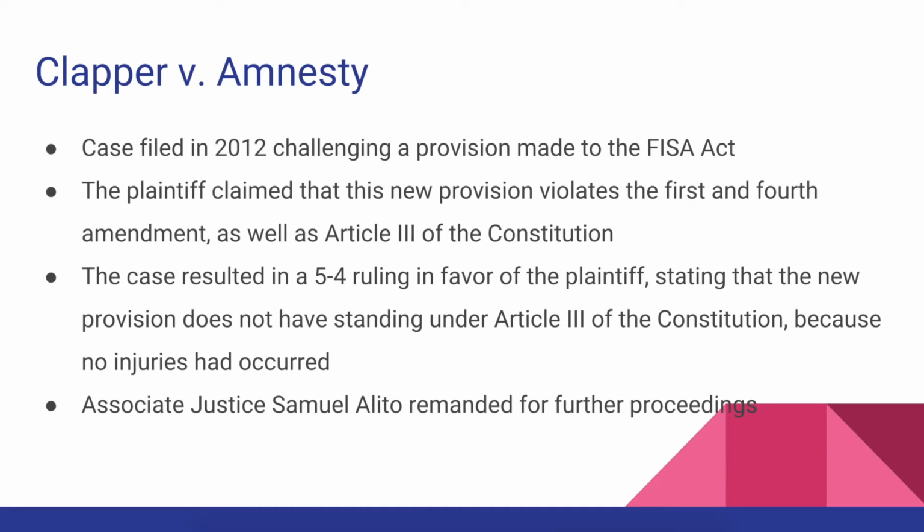Another court case regarding mass surveillance is Clapper v. Amnesty. This case was filed in 2012, challenging a provision made to the FISA Act. This provision creates new procedures for authorizing government electronic surveillance of non-U.S. persons outside the U.S. for foreign intelligence purposes. The plaintiff claimed that this new provision violates the First and Fourth Amendments, as well as Article 3 of the Constitution. The case resulted in a 5-4 ruling against the plaintiff, stating that they did not have standing under Article 3 of the Constitution because no injuries had occurred. Associate Justice Samuel Alito remanded for further proceedings.